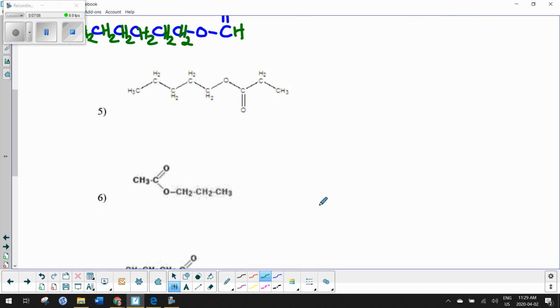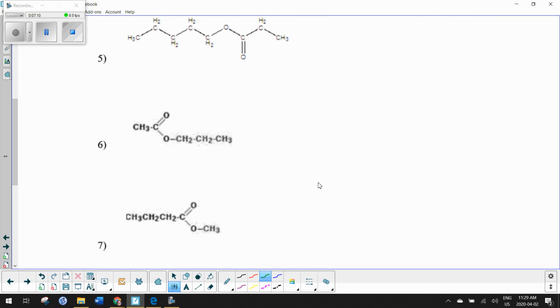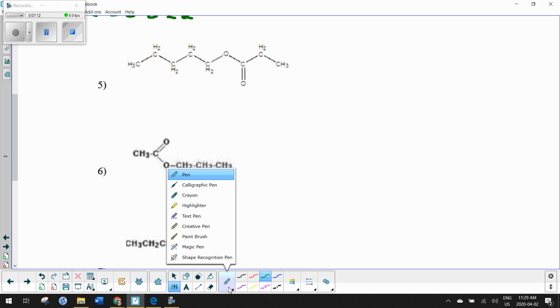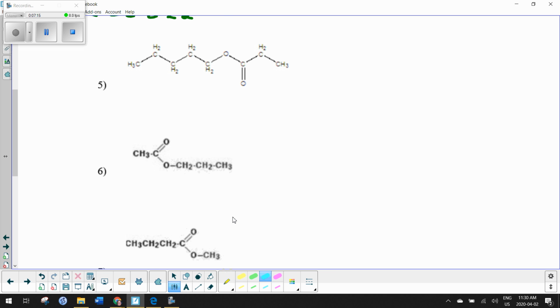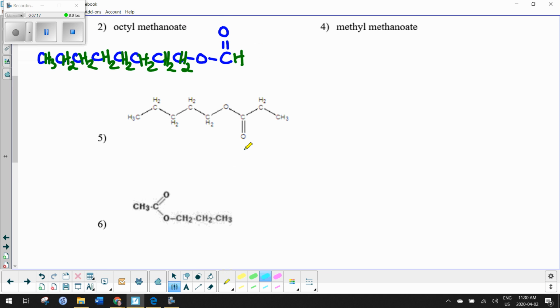Okay, and I'll do 2 examples for going from formula or structure to name. Okay, so I'm going to use 2 highlighters. So I have to identify the alcohol portion first. So I find my single bond O, and I highlight the side that has the alcohol. So the blue here is representing my alcohol portion, and I'm going to use purple to represent my carboxylic acid portion.